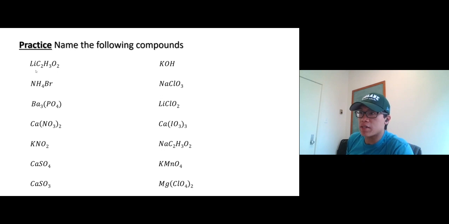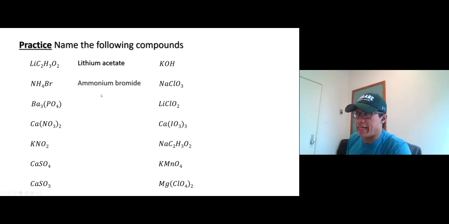All right, let's name them together. So we have lithium acetate, the first one. So space between lithium and acetate right here. All right. We have ammonium bromide, right? And NH4 plus, that's ammonium.